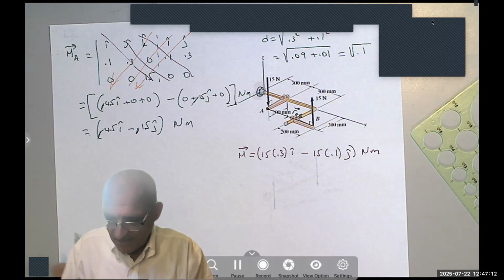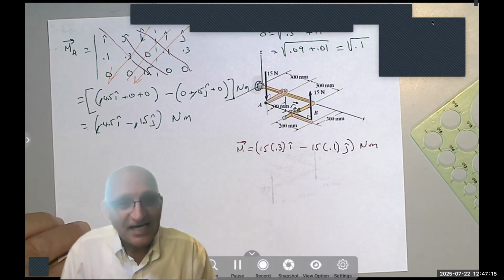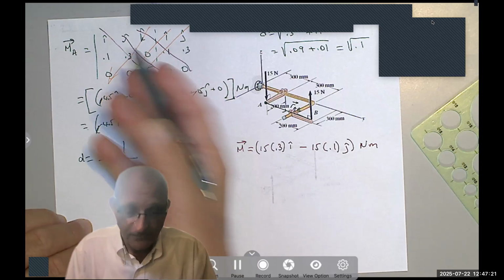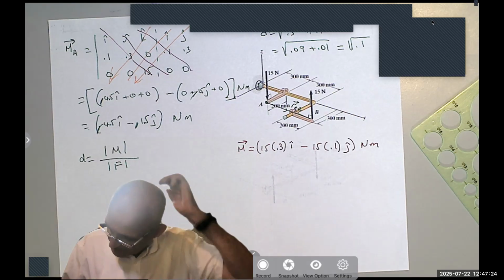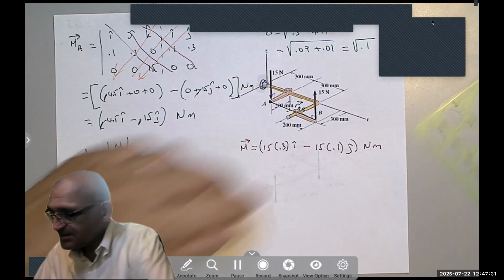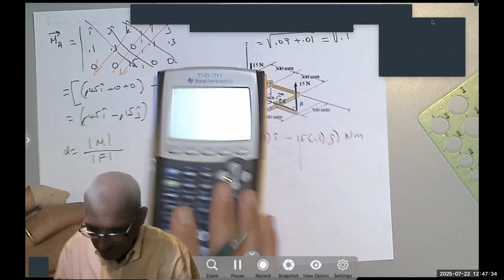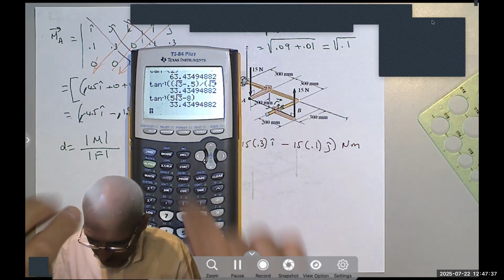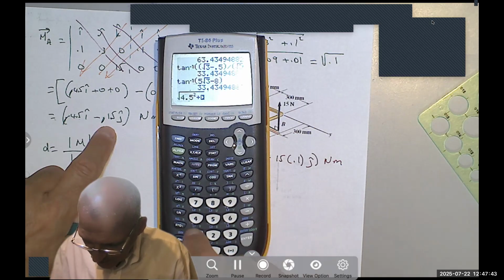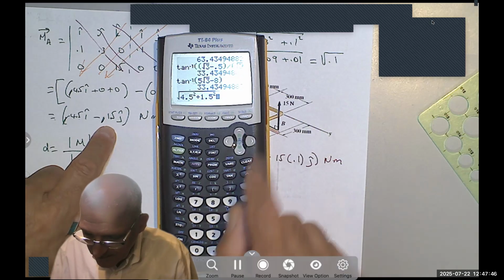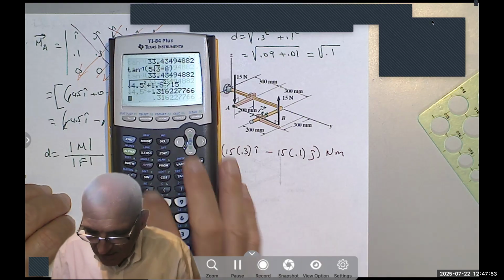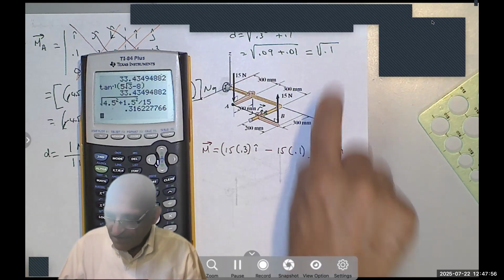But at the same time, I can say the distance equals the magnitude of the moment of the couple divided by the magnitude of the force. And the forces are 15. What is the magnitude of the moment? The calculator? It's the square root of 4.5 squared plus 1.5 squared. And the magnitude of the force is 15. Divided by 15, I get 0.316. What is the square root of 0.1?